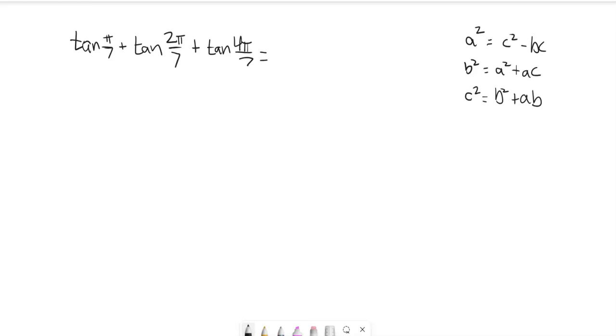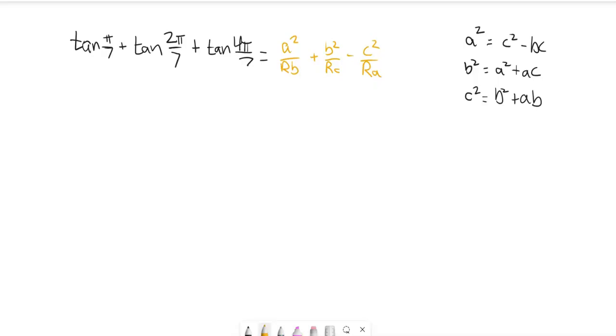So what we're going to do is start off by changing out the tangents into their associated variable ratios. So tangent of pi over 7 was a squared over Rb, plus b squared over Rc, minus c squared over Ra. And of course, those last two ratios are the ratios associated with tangent of 2 pi over 7 and tangent of 4 pi over 7.